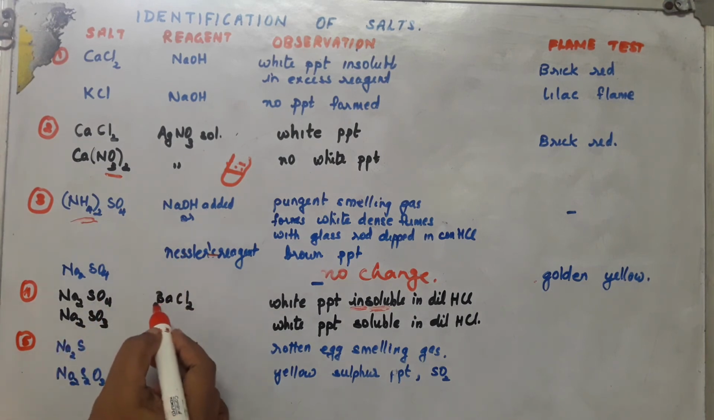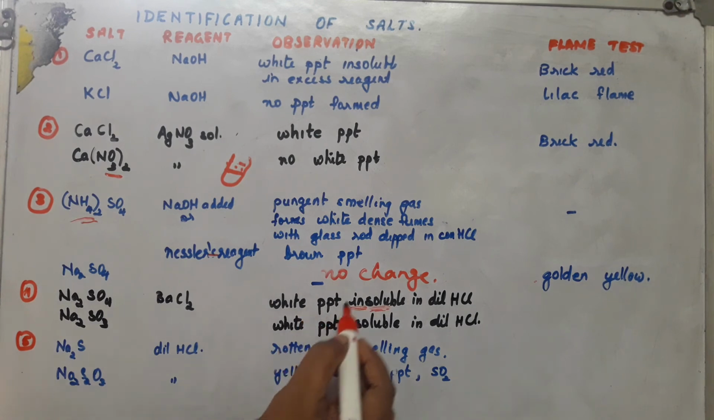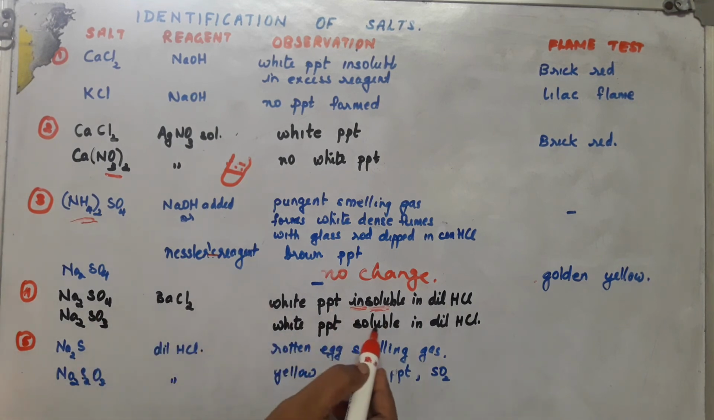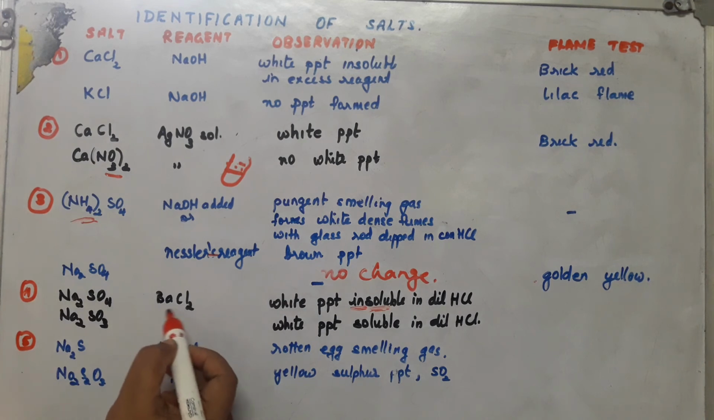So don't forget, add barium chloride, you will be getting a white precipitate in both, but the sulfate precipitate will not be dissolving in dilute HCl, but the sulfite precipitate will be dissolving in dilute HCl. So this is the reagent needed.